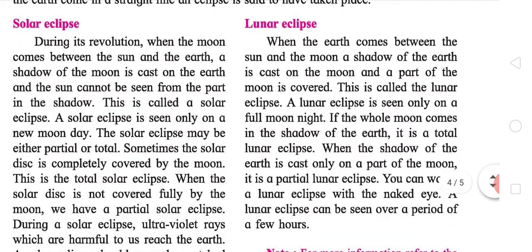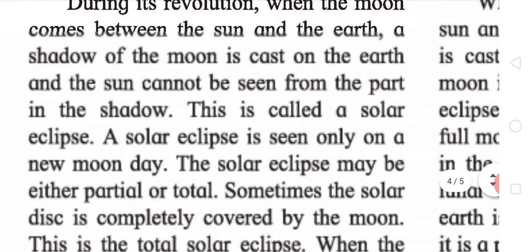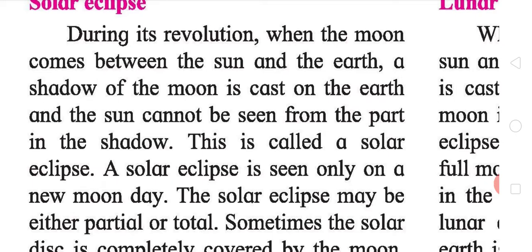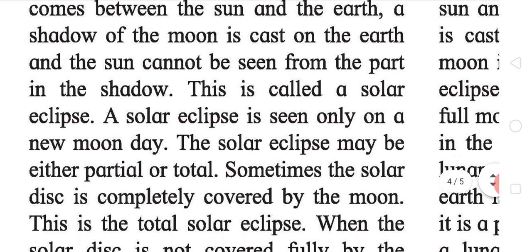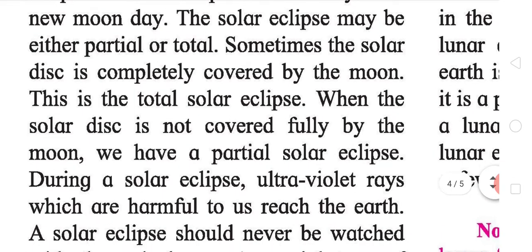Solar Eclipse. During its revolution, when the moon comes between the sun and the earth, a shadow of the moon is cast on the earth, and the sun cannot be seen from the part in the shadow. This is called a solar eclipse. Solar eclipse is seen only on a new moon day. The solar eclipse may be either partial or total.